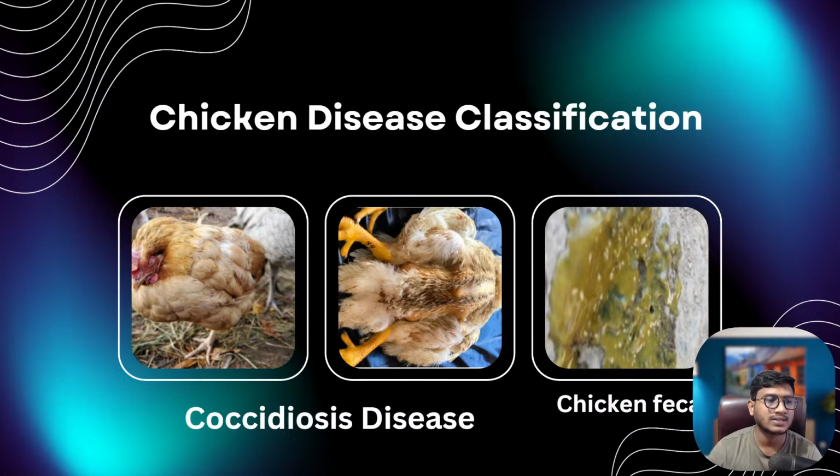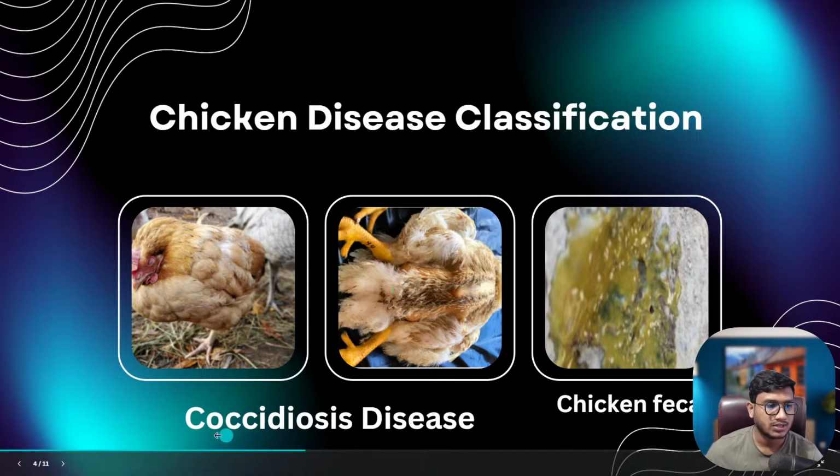So the image contains coccidiosis disease affected chicken. You can see this is the coccidiosis affected chicken. So this disease name is coccidiosis. Okay, coccidiosis. You can search on Google what is coccidiosis disease. So this is one kind of disease affecting chicken.